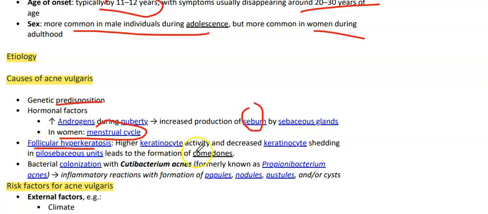So higher keratinocyte activity leads to more keratinocyte production, and there will be decreased keratinocyte shedding in the pilosebaceous unit. This leads to the formation of comedones, which are skin colored papules, and then bacterial colonization with Cutibacterium acnes, formerly known as Propionibacterium acnes, which leads to an inflammatory reaction with formation of papule, nodule, pustule, and cyst.